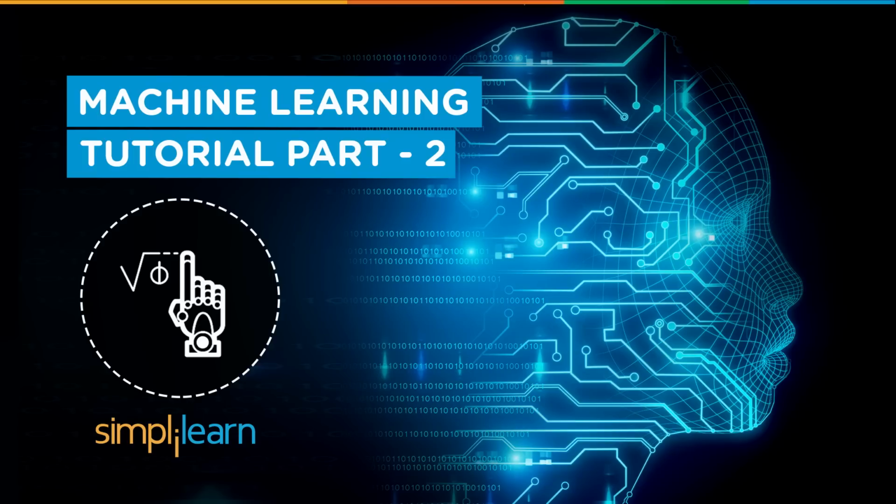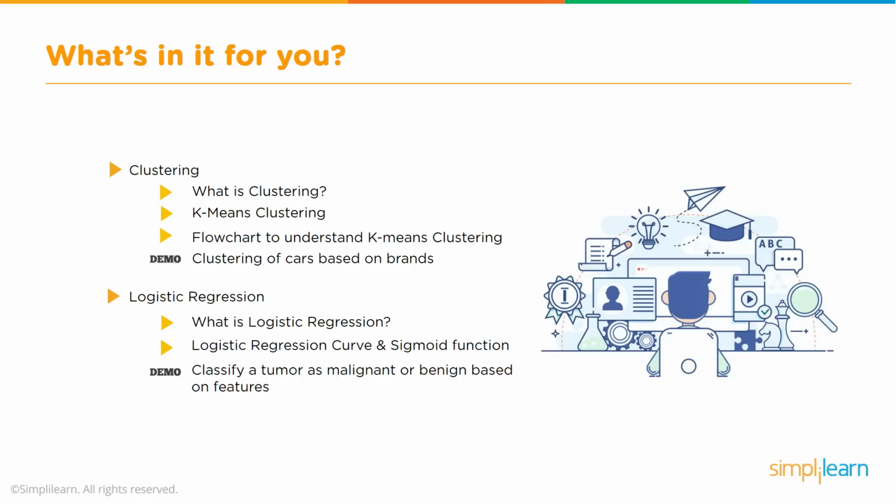Today in our second tutorial we're going to cover k-means and linear regression, along with going over the quiz questions we had during our first tutorial. What's in it for you? We're going to cover clustering. What is clustering? K-means clustering, which is one of the most commonly used clustering tools out there, including a flowchart to understand k-means clustering and how it functions. And then we'll do an actual Python live demo on clustering of cars based on brands.